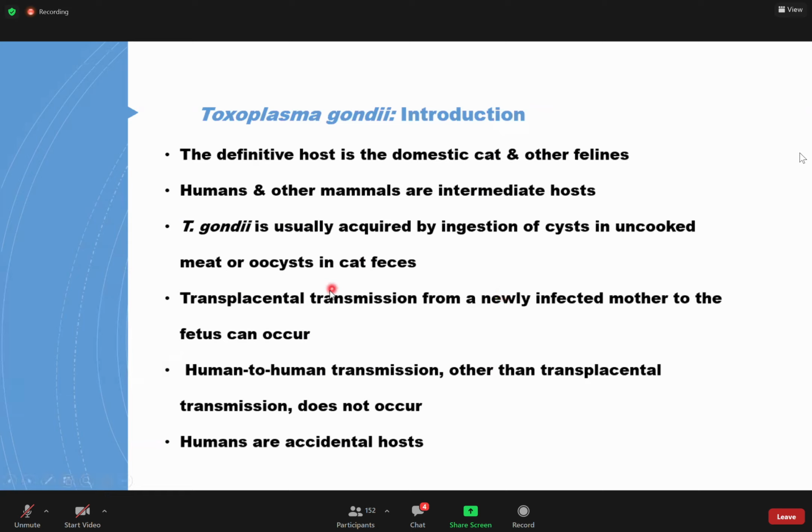Now, unlike the other parasites we've discussed, maybe except Plasmodium, this parasite can also be transmitted from a pregnant woman to the unborn child through the placenta. So you can have vertical transmission, particularly if the woman is coming in contact with this parasite for the first time. Human to human transmission, apart from a pregnant woman transmitting it to her unborn child, is not known to occur.